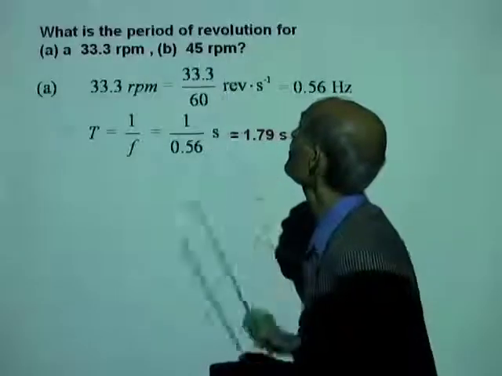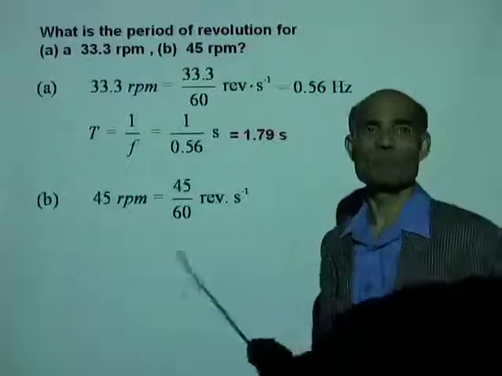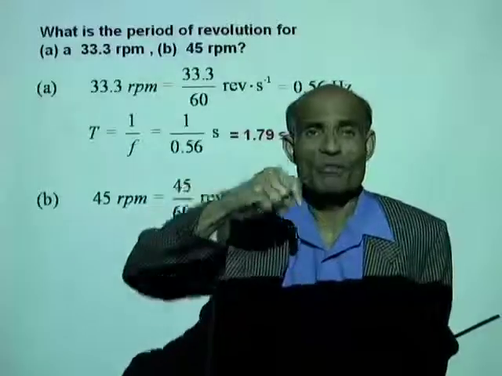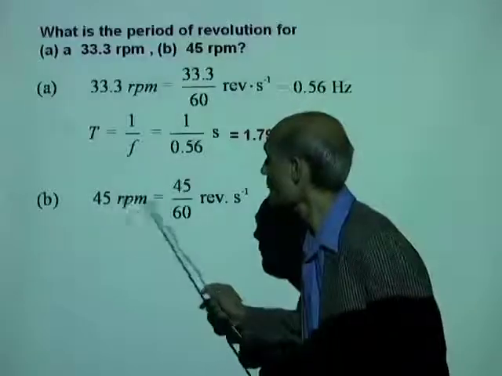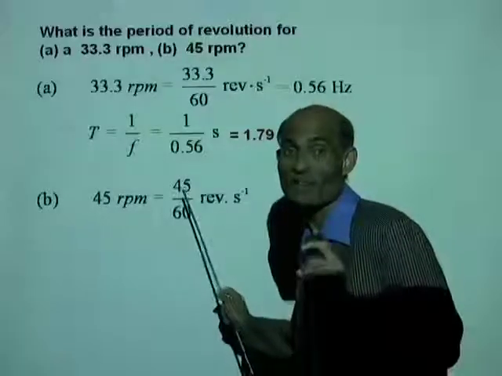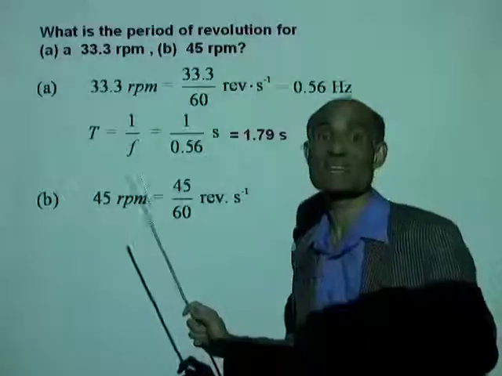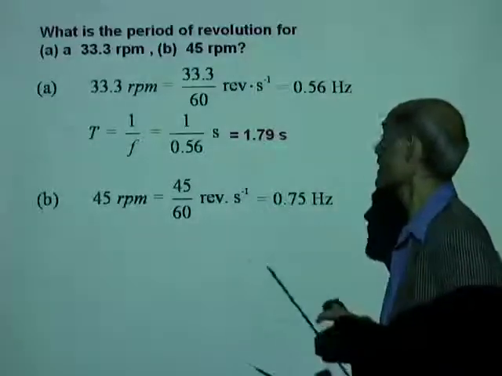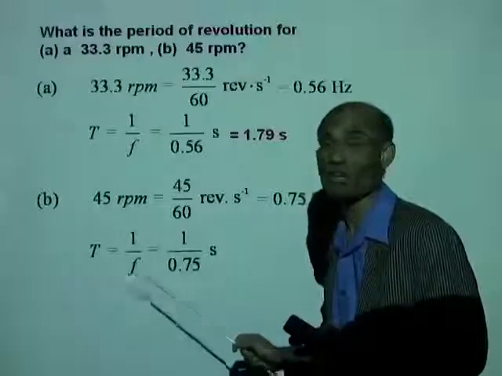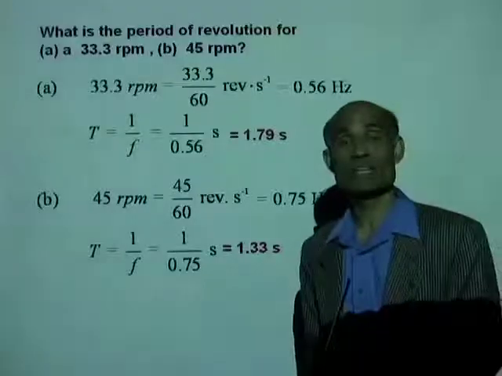Alright, what is the same quantity, what is the period of a 45 RPM record? In the same way, 45 RPM, it used to be a smaller record. 45 RPM means 45 revolutions in 1 minute. Therefore, it is 45 divided by 60 revolutions in 1 second, and that is 0.75 hertz. Therefore, the period is 1 over the frequency, 1 over 0.75, that is 1.33 seconds.